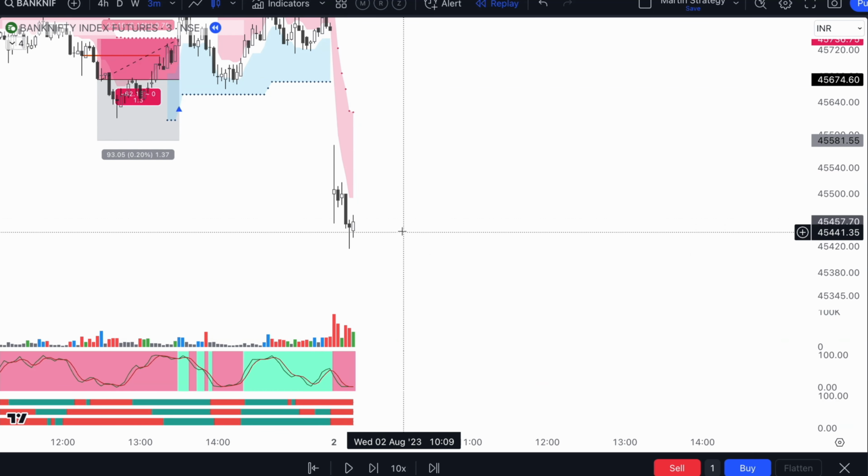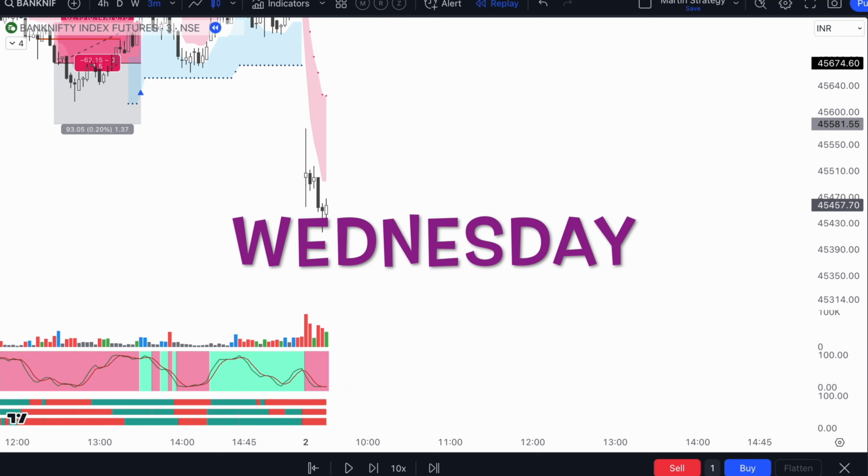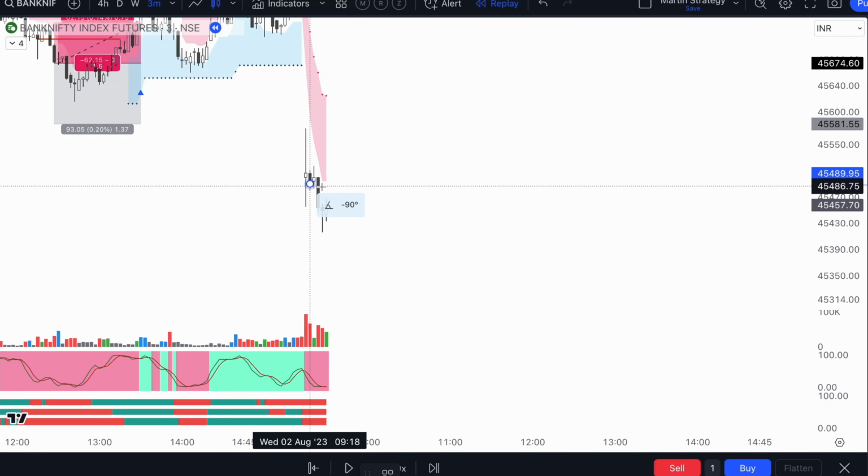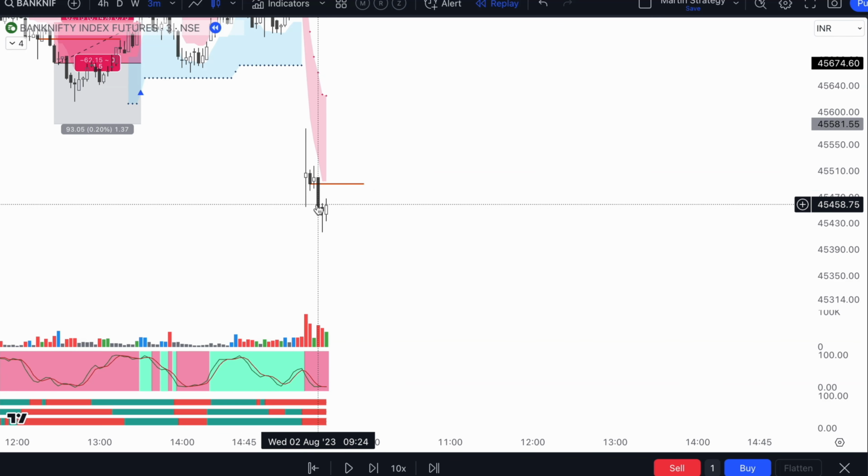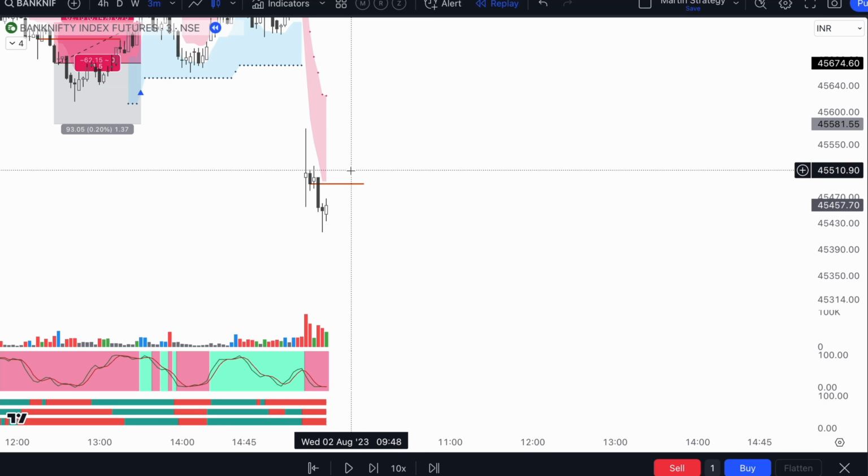So day 3, let's see how the strategy performed. Let me just mark the low. You could have marked this low. We have a signal candle here, but there was no trade candle here. So we'll just invalidate that one.